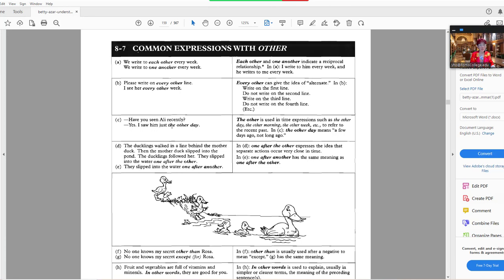Have you seen Ally recently? Yes, I saw him the other day. The other is used in time expressions such as the other day, the other morning, the other week to refer to the recent past. The ducklings walked in a line behind the mother duck. Then the mother duck slipped into the pond. The ducklings followed her. They slipped into the water one after the other. They slipped into the water one after another. Here, one after the other expresses the idea that separate actions occur very close in time. One after another has the same meaning as one after the other.